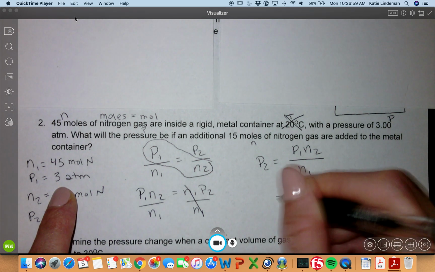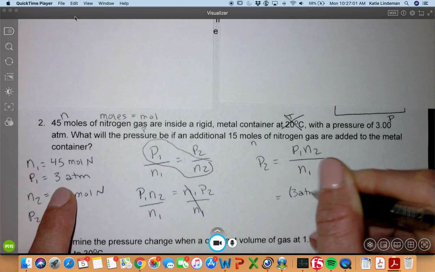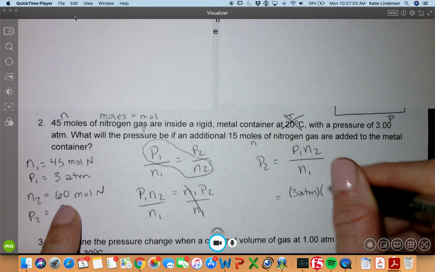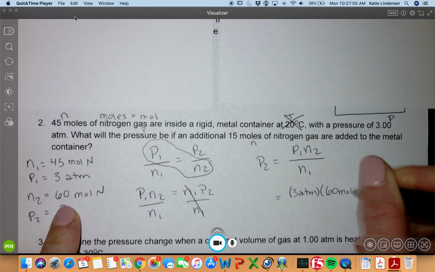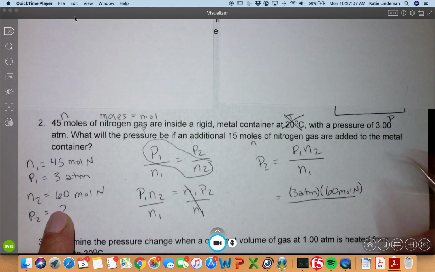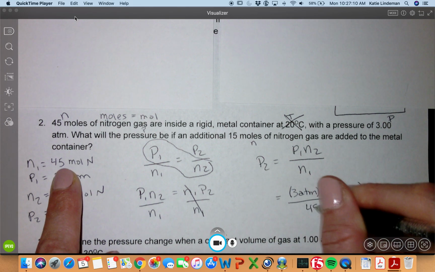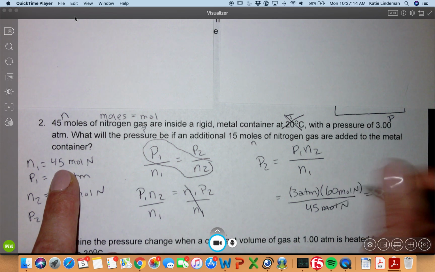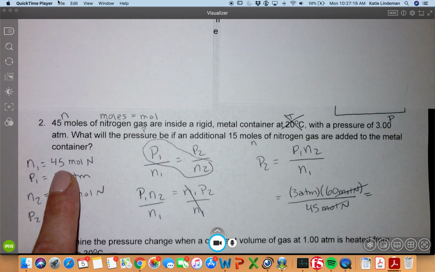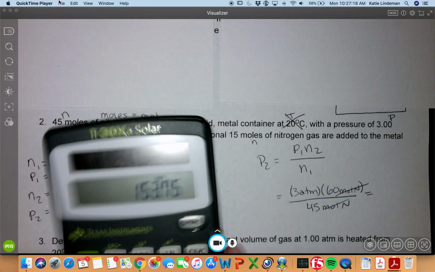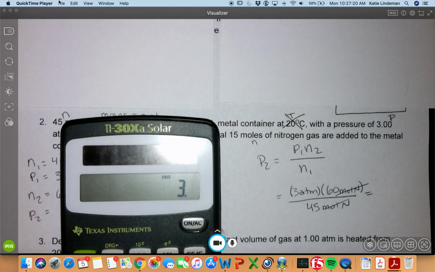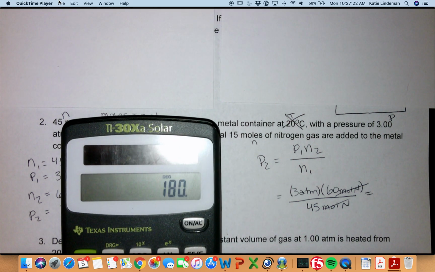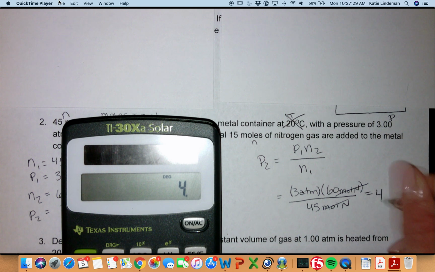So 3 atmospheres times 60 moles of nitrogen divided by 45 moles of nitrogen. Moles of nitrogen cancels out. 3 times 60, we end up getting 180, and then we divide that by 45 to get 4 atmospheres.